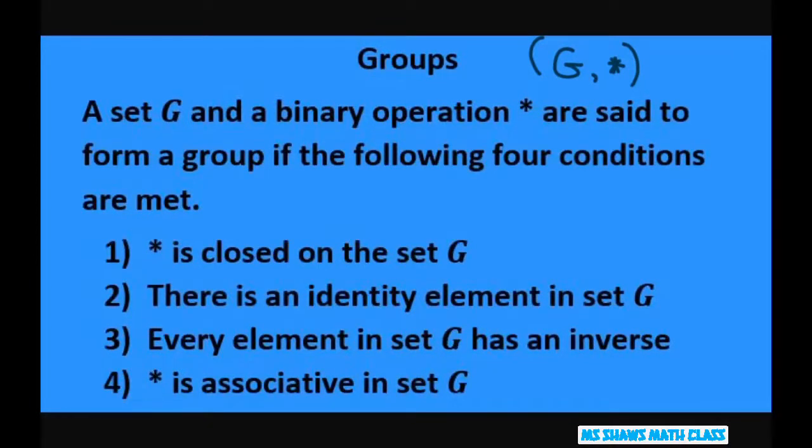Everyone, this is an introduction to groups with one example. A set G and a binary operation star are said to form a group if the following four conditions are met. The binary operation is closed on the set G. There's an identity element in the set G. Every element in the set G has an inverse, and the binary operation is associative in set G.